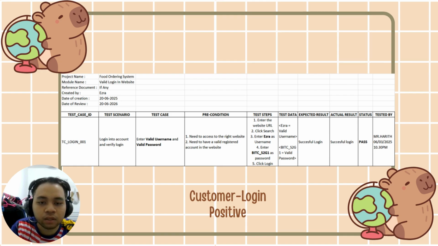So the test data, we will display Ezra equal to valid username, and the BITC S21 is a valid password. So the expected result is a successful login. The actual result in the system is successful login, so the status turned to pass. So the tested by Mr. Harid. So that has the timestamp for the trial.